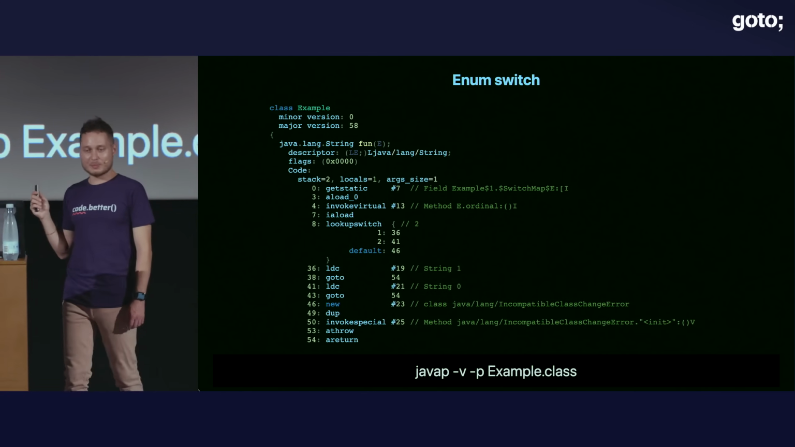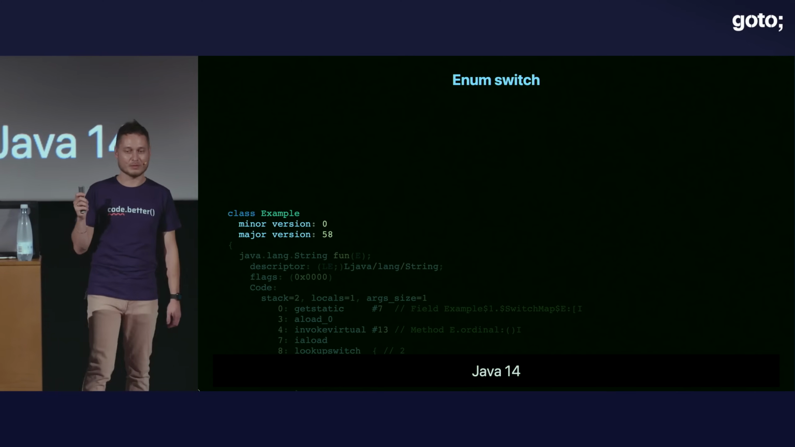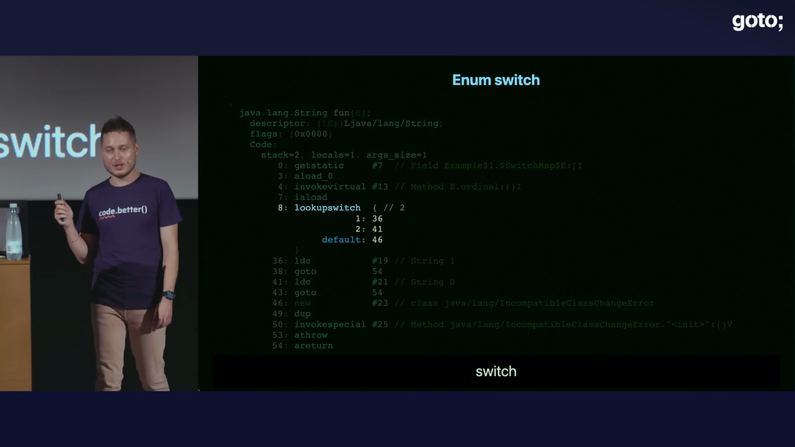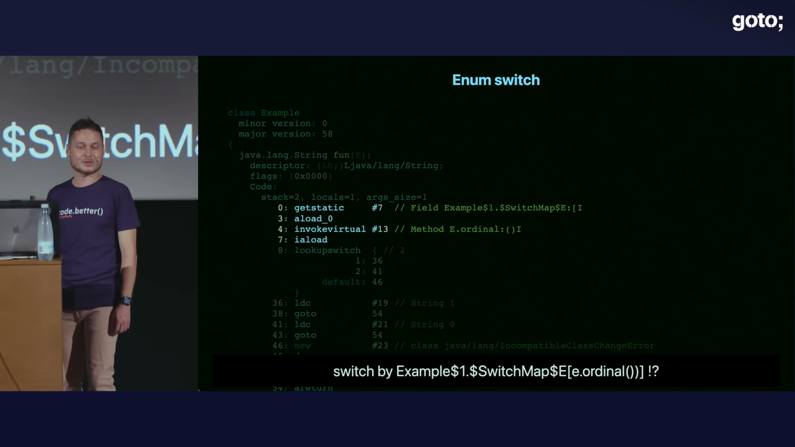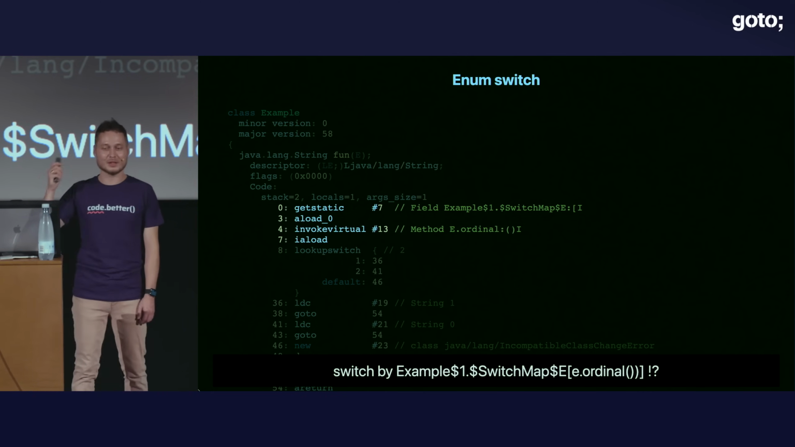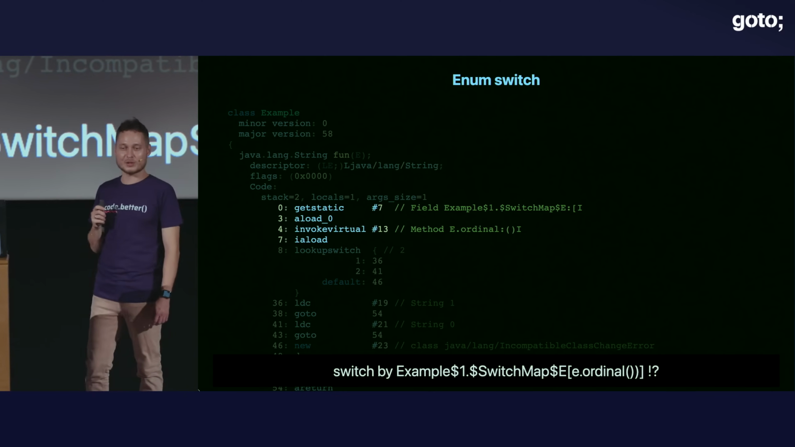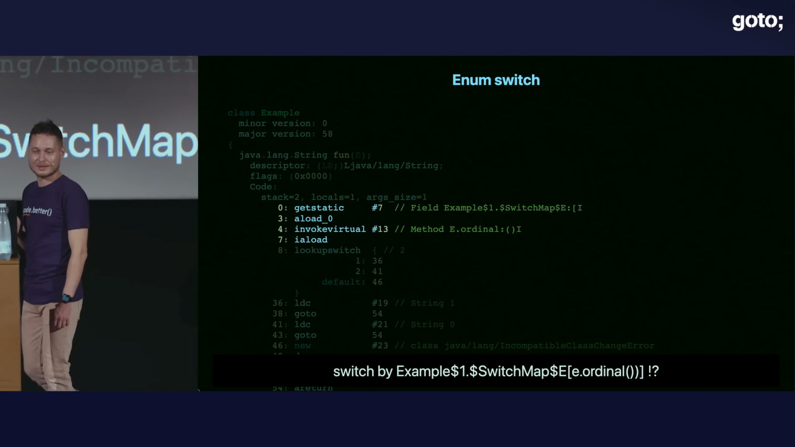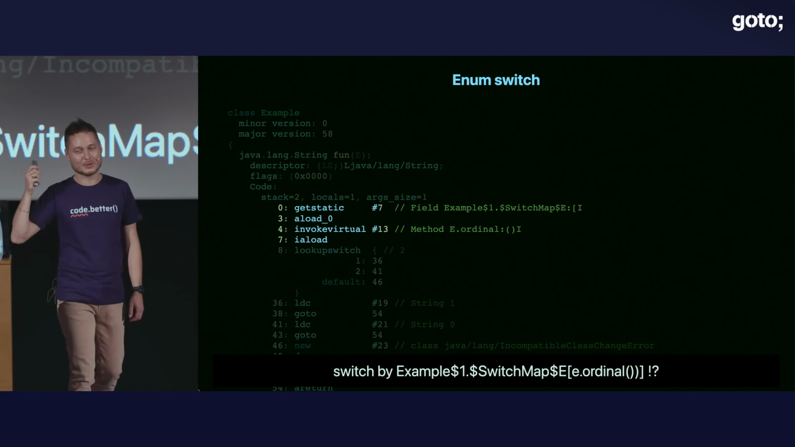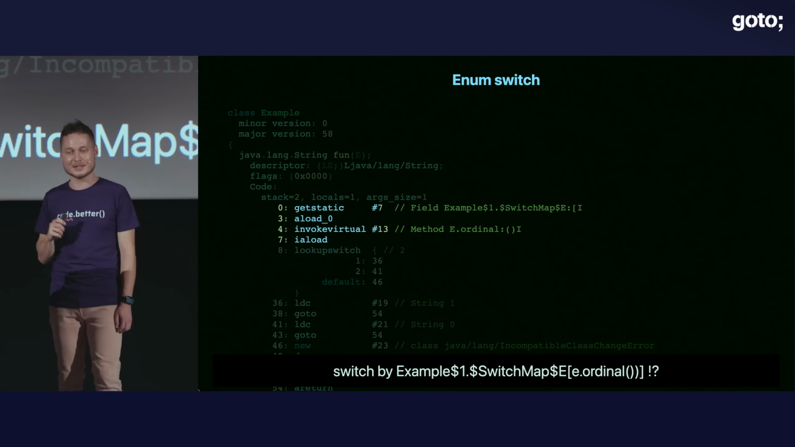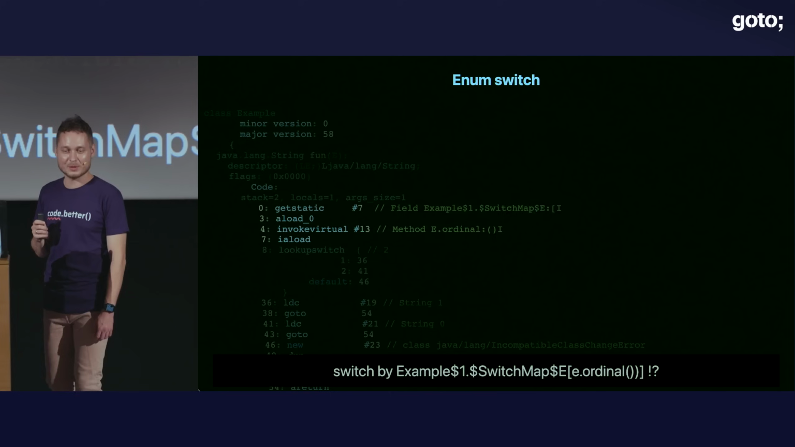So switch expressions. If we compile a switch expression, if we decompile it, if we look at the bytecode again, here we see Java 14. Here is a switch. This switch is done by something strange. This switch is done by the result of invocation of some method, ordinal, and this switch is done by a value returned from some array that is stored even outside of the class that you had. Why so?